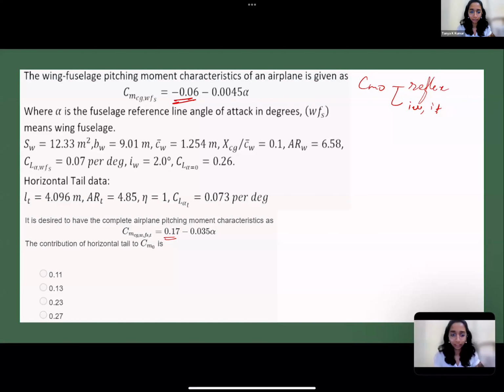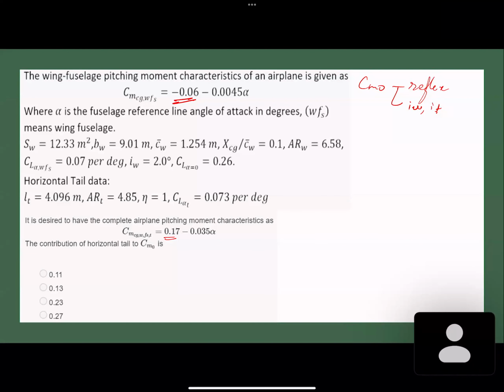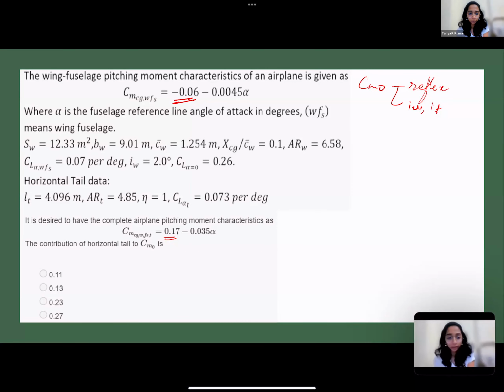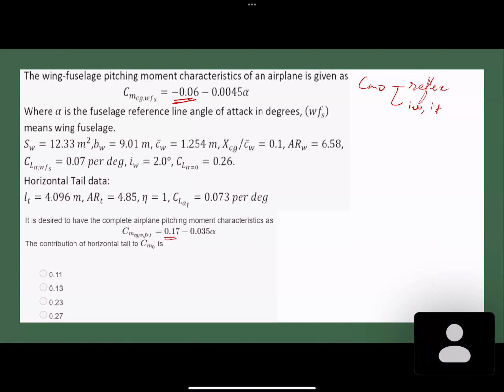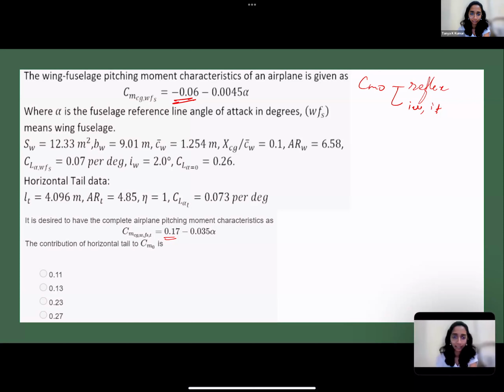I hope you guys are able to hear me over this commotion. Let me try. Continue. So how do you think we should proceed with this question? What is the contribution of the horizontal tail towards the overall desired characteristics?